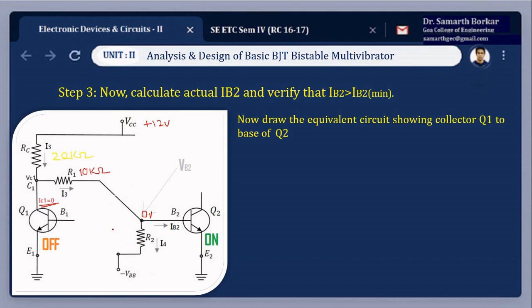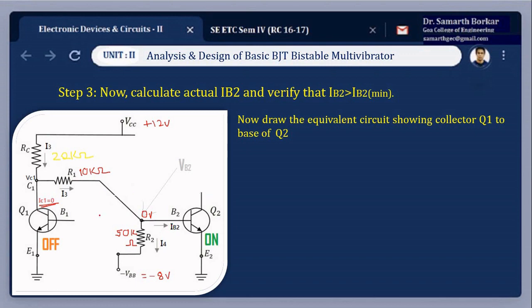The value of R2 is given as 50 kilo ohms and VBB is minus 8 volts. We have drawn the equivalent circuit. Now we'll proceed to find out the actual value of IB2.